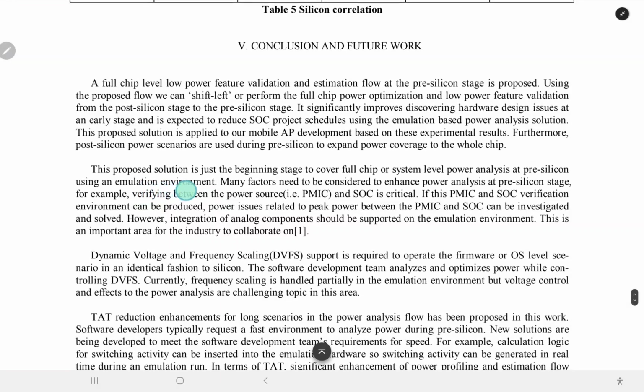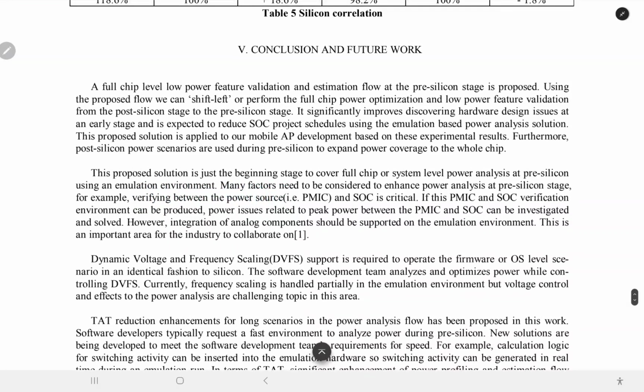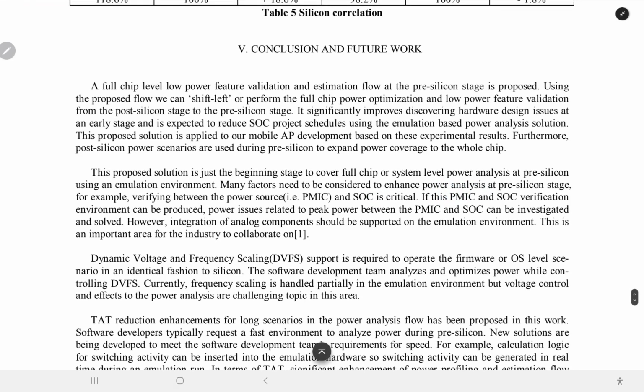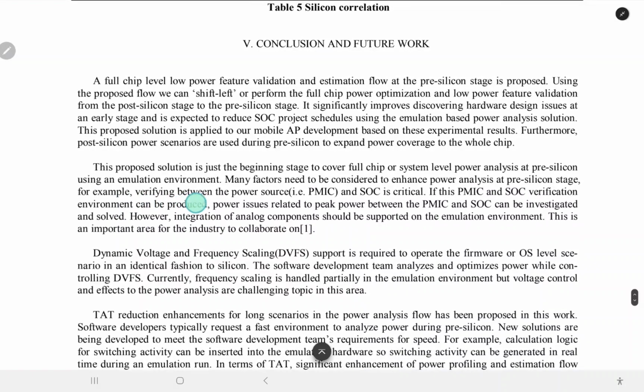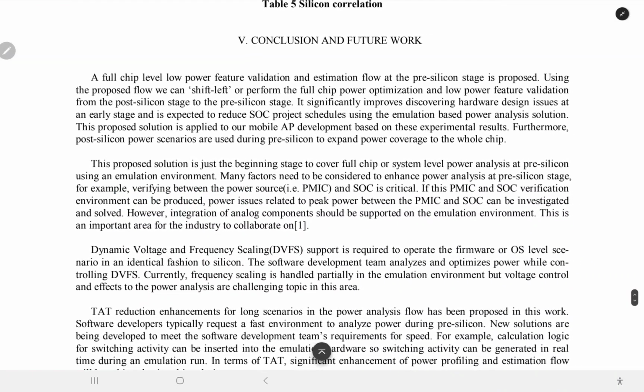For example, verifying between the power source, that is the PMIC, and the SoC is critical. If a PMIC and SoC verification environment can be provided, the power issues related to peak power between the PMIC and SoC can be investigated and solved. However, integration of analog components should be supported on the emulation environment. This is an important area for industry to collaborate on.